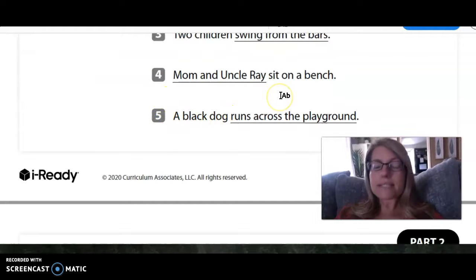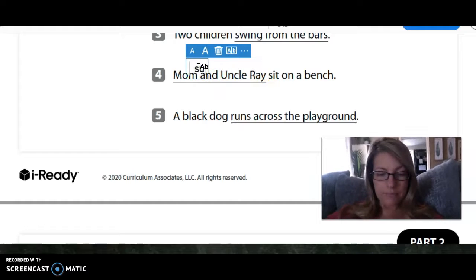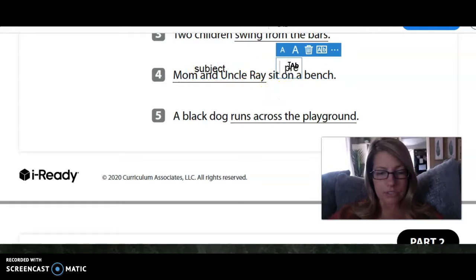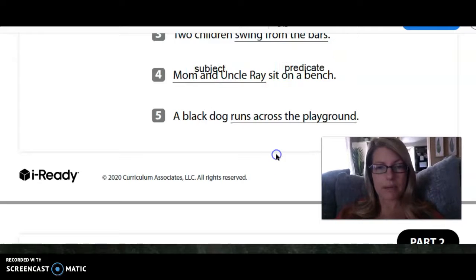Mom and Uncle Ray sit on a bench. Who is this sentence about? Mom and Uncle Ray. What are they doing? Sitting on a bench. So sitting on a bench is our predicate.